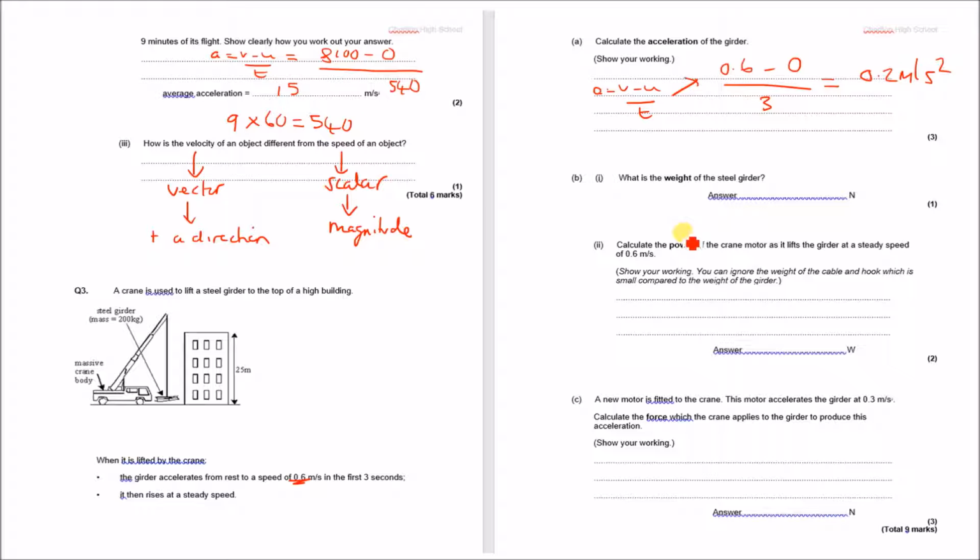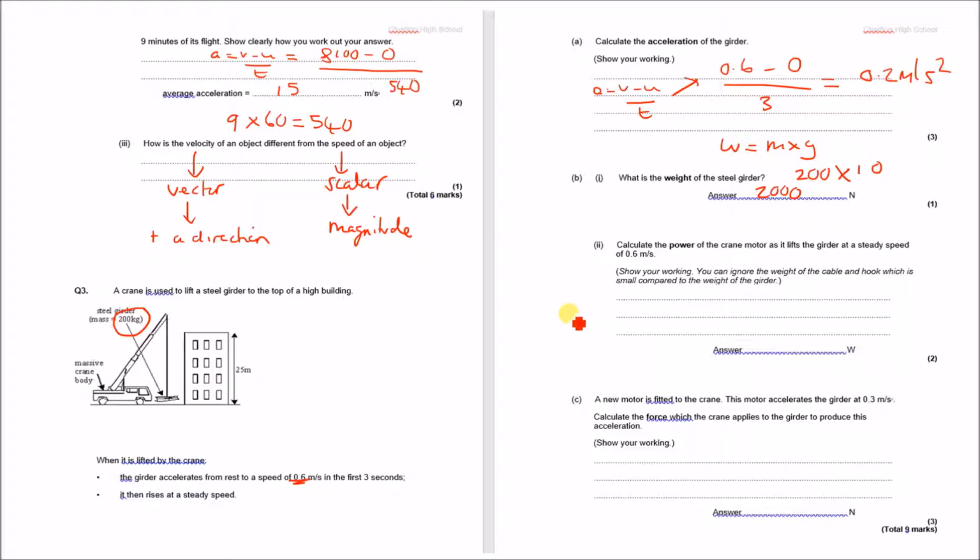The next question asks you, what is the weight of the girder? Well, weight is equal to mass times gravity. We know the mass over here is 200 kilograms, and we're going to multiply that by g, which we'll say is 10. So that will give you 2,000 newtons.